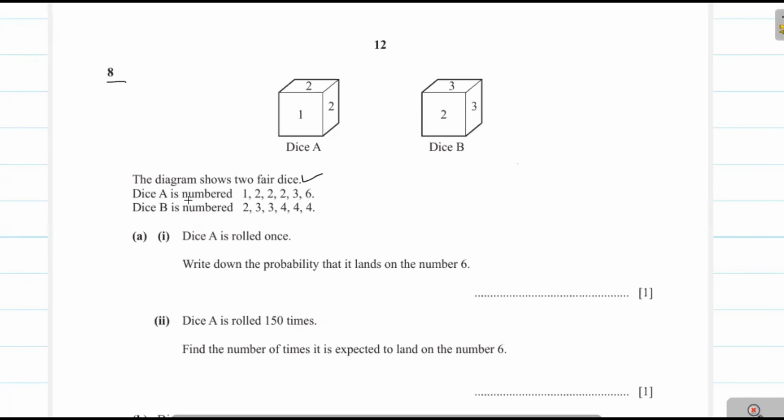Question 8. The diagram shows two fair dice, dice A and dice B. Dice A is rolled once. Write down the probability that it lands on the number 6.